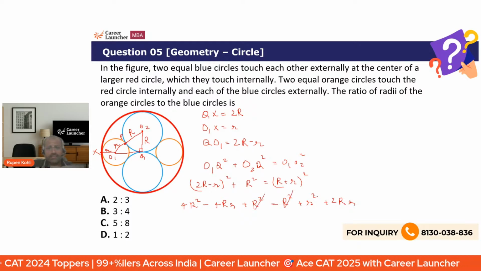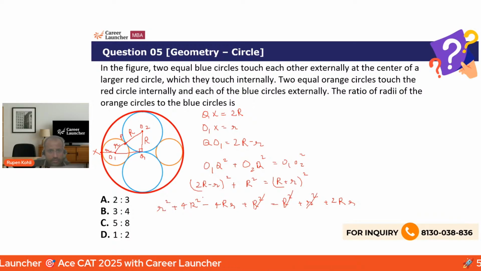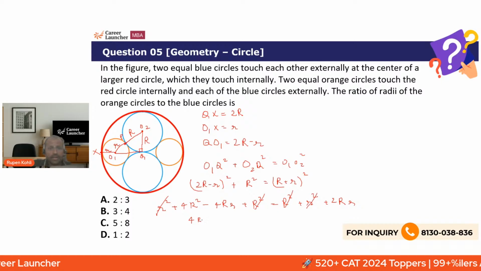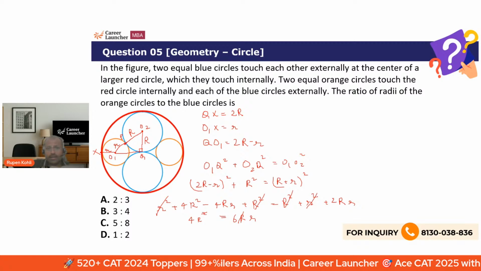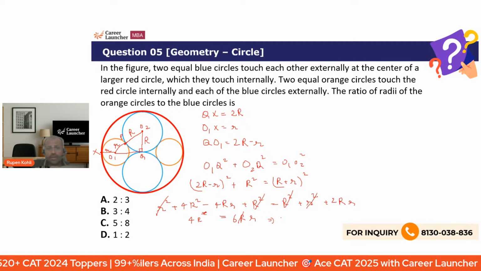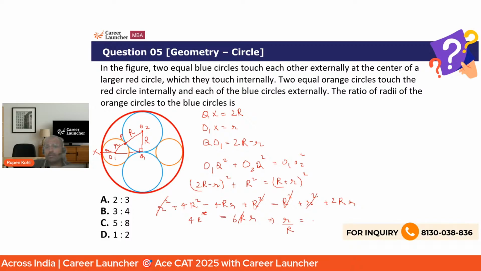R square cancels. I forgot to write one small r square here as well, 4 small r squared, right? And this small r square also cancels. So I'm getting 4r square equals, this goes over there, 4 plus 2, 6Rr. R and r cancel, and we're getting 4r equals 6R, or small r by capital R, the required ratio, is 4 by 6 or 2 by 3. So it's option A.